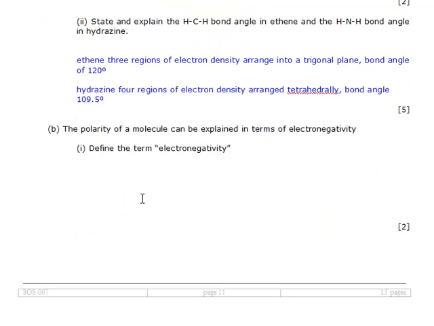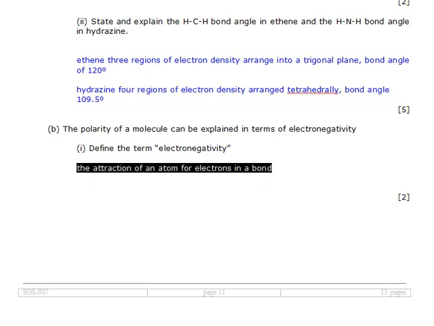Part B. The polarity of a molecule can be explained in terms of electronegativity. Define the term electronegativity. Well, electronegativity is the attraction of an atom for electrons in a bond. This is the key. It is attraction for electrons, but it attracts them only along a bond. So the power of attraction of an atom for electrons in a bond.